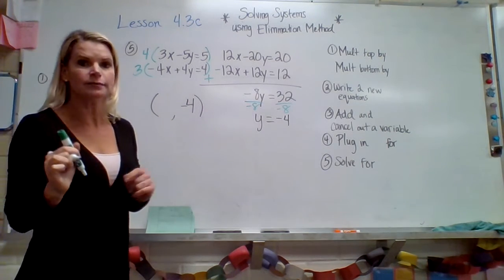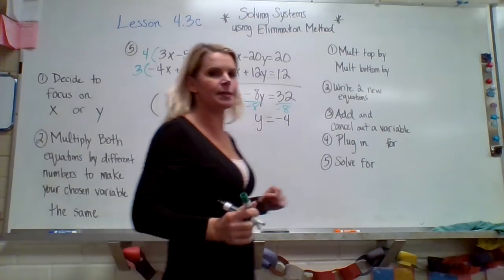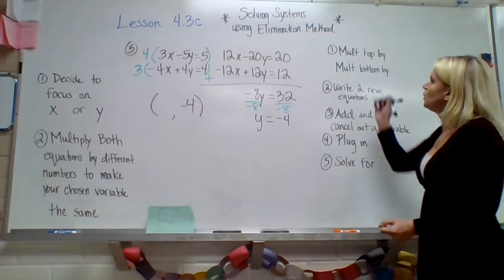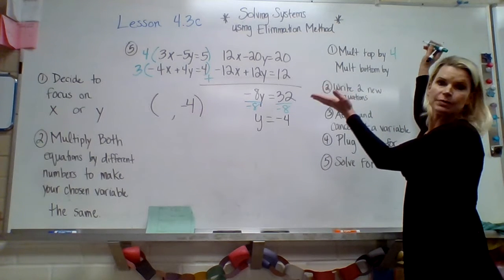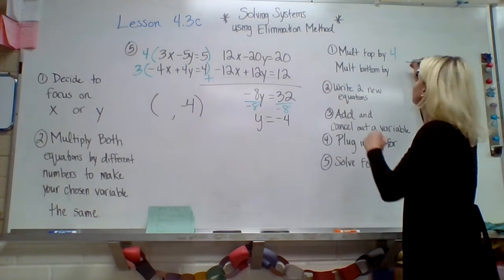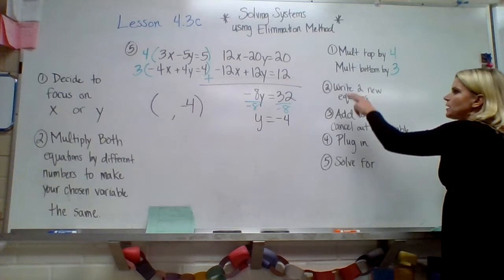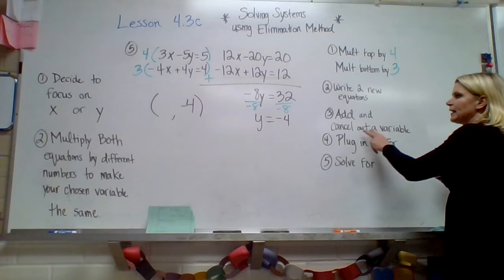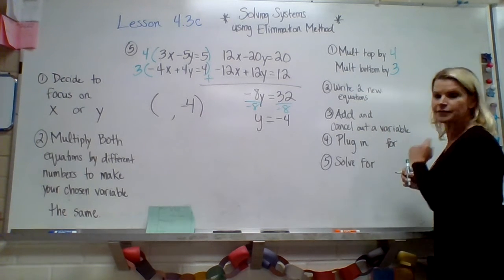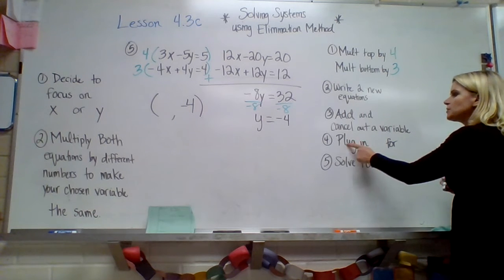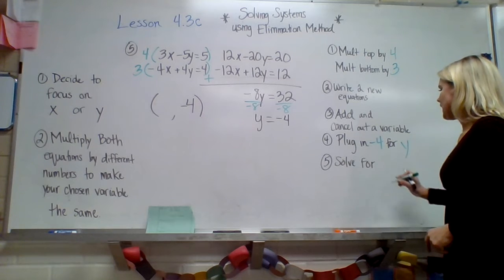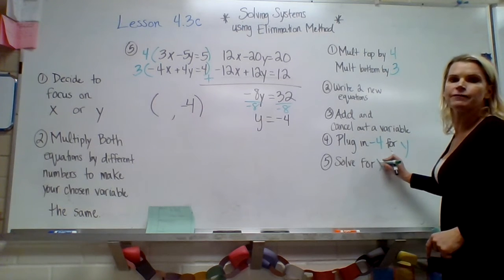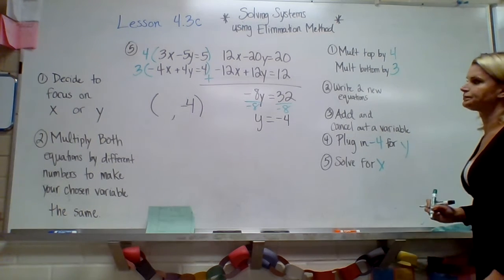I'm halfway done. Awesome. So let's write down the steps because I don't want to forget them. I'm going to multiply the top equation by a 4. I ended up multiplying the bottom equation by a 3. I wrote my 2 new equations, added, and canceled out the x. I'm going to plug in negative 4 for y, and then that means that I'm solving for x. Let's do it.